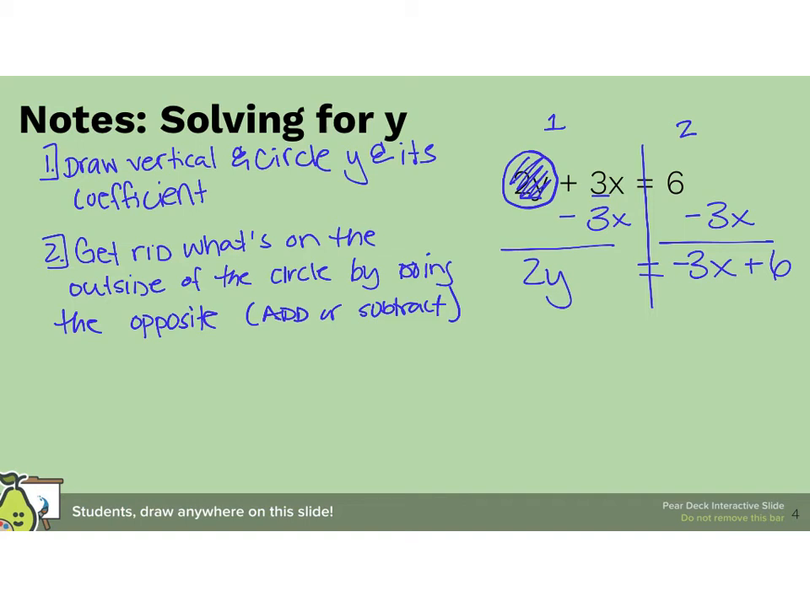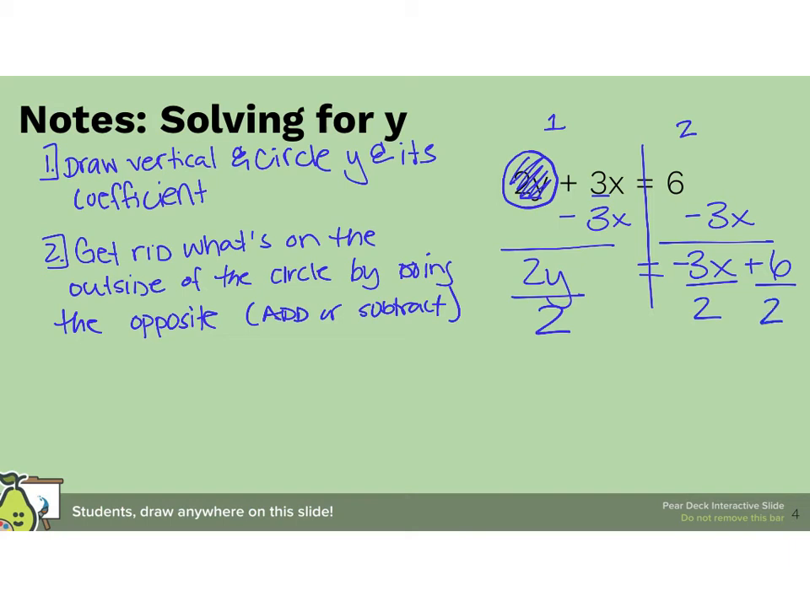So now to get the y by itself, because again, I don't want this equation to say 2y equals. I want it to say y equals. So the last step is, if you've got a whole number, you're going to divide. If it were a fraction, you would multiply by the reciprocal. So you're still doing the opposite. This says 2 times y. The opposite of multiplication is division. You're going to divide everything by the coefficient. So you're dividing the negative 3x by 2, and you're dividing the 6 by 2.